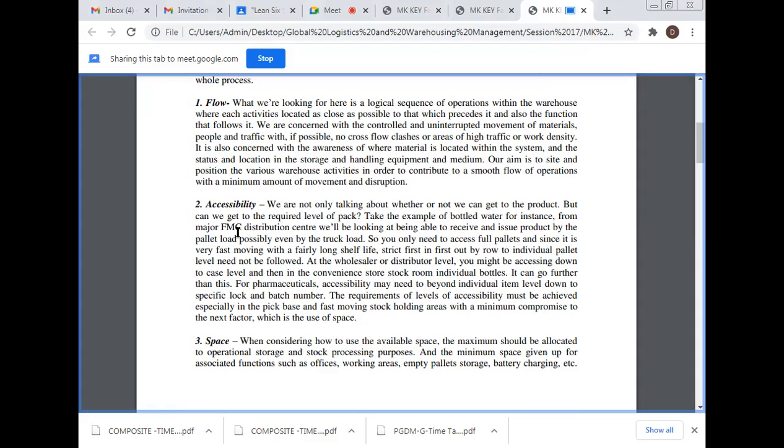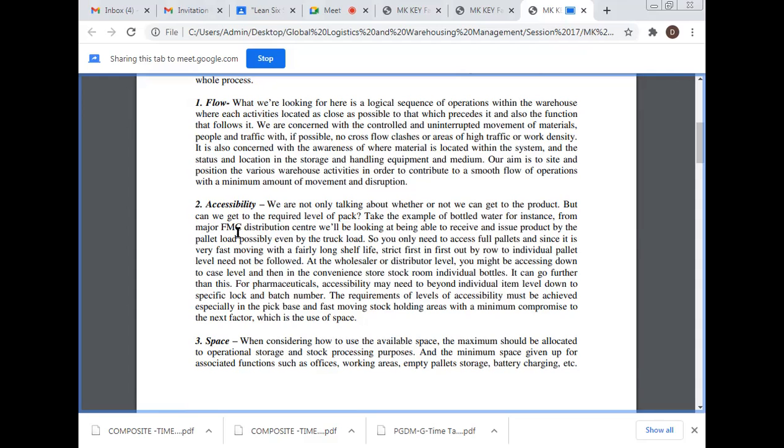strict first-in first-out by row, down to individual pallet level, need not be followed. At the wholesaler or distributor level, you might be accessing down to case level, and then in the convenience store stock room, individual bottles. It can go further than this. For pharmaceuticals, accessibility may need to go beyond individual item level down to the specific lot and batch number. The required levels of accessibility must be achieved, especially in the peak pace and fast-moving stock hold areas, with minimum compromise to the next factor.